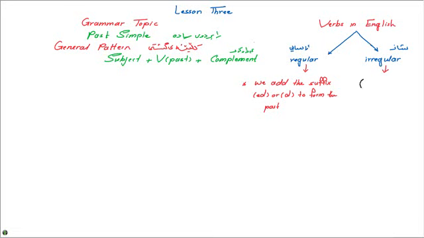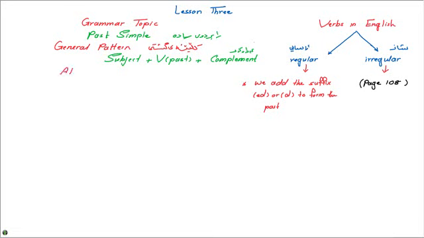In your book, we have page number 108. Here in this page, we have a list of irregular verbs. The most common irregular verbs. Let's go back to our subject. We said we have subject, verb in past form, and complement.